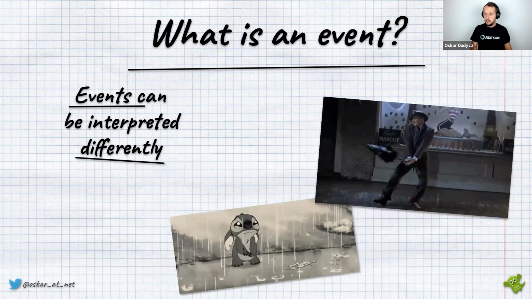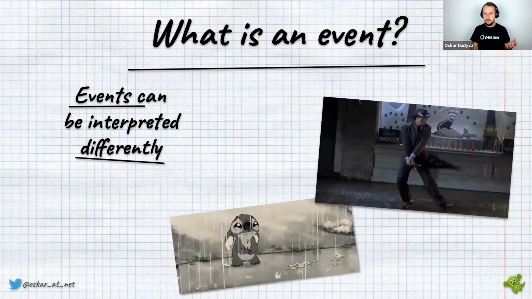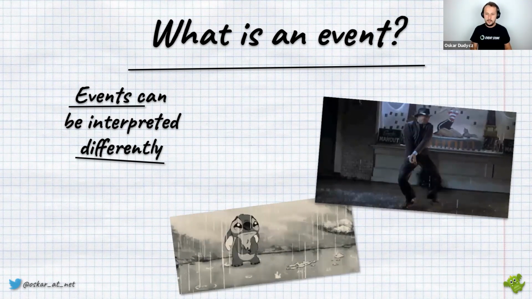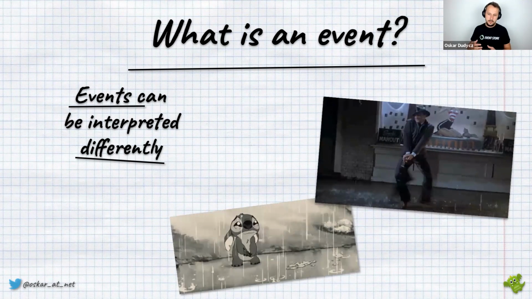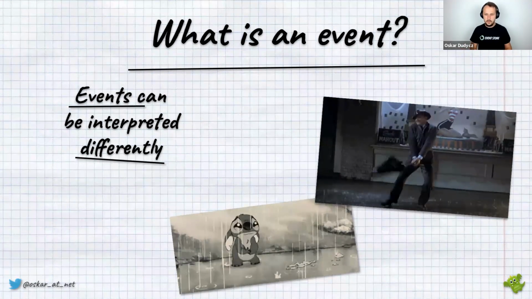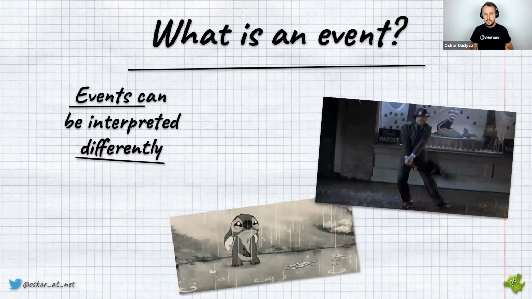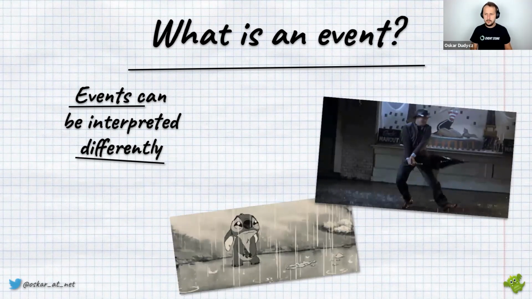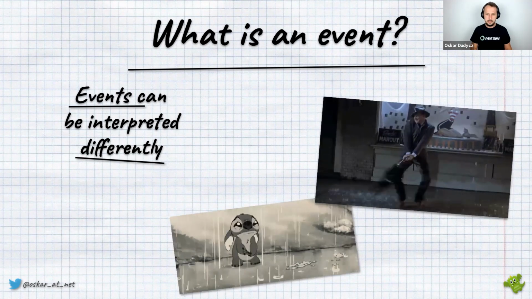So for example, if there is a football match and one team wins, then fans of that team are extremely happy, but on the other team, not so much. So the same event, the same fact, but has a totally opposite interpretation.